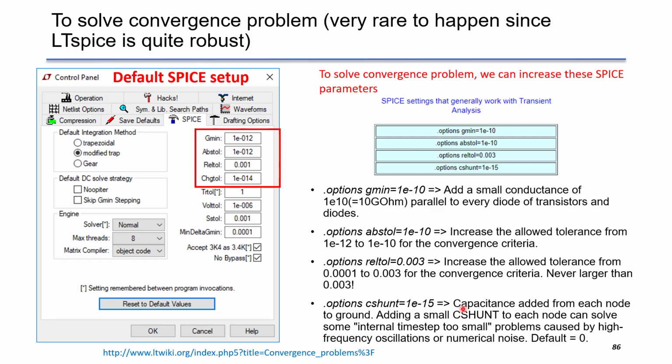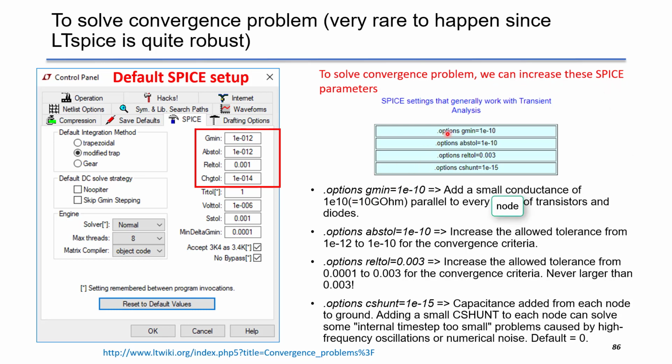Just in case you have a convergence problem in LTspice, which is pretty rare to happen since LTspice is quite robust, there are 4 parameters that can be adjusted in the SPICE setup. If you go to the SPICE control panel, you will see these 4 parameters. To solve the convergence problem, we can increase these SPICE parameters a little bit.